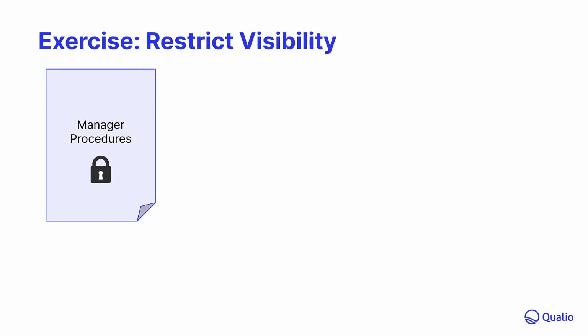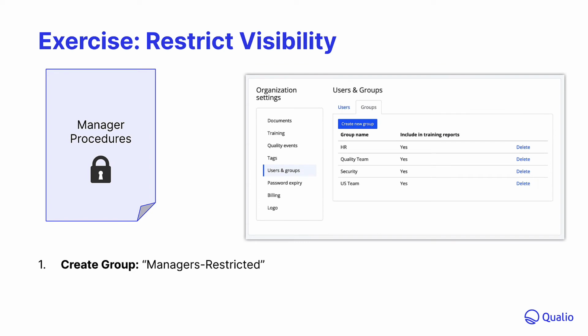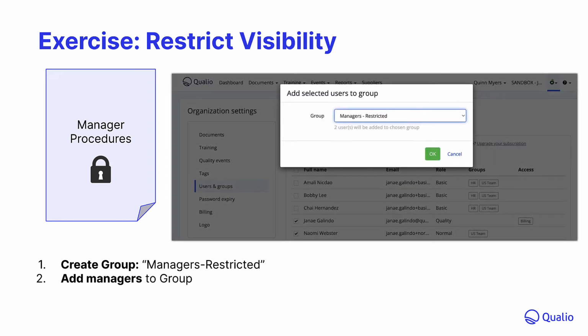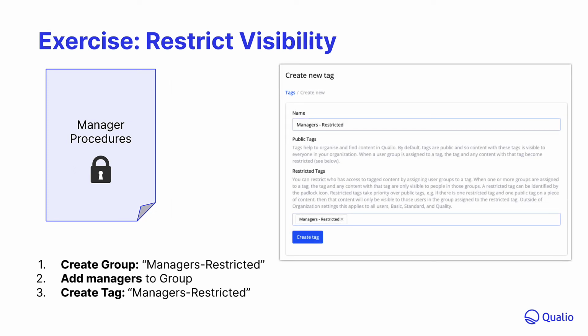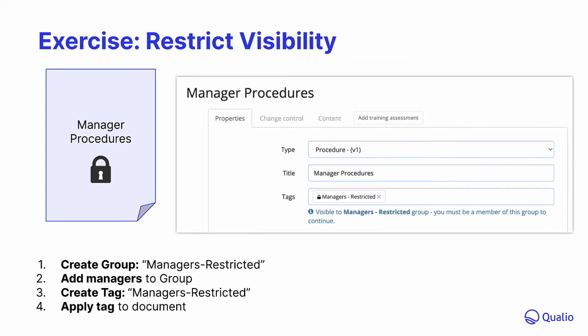So let's pull everything together that we've learned so far about groups and tags and how to restrict visibility to a manager procedures document. Step 1, we're going to create a new group called Managers Restricted. Then step 2, we're going to add managers to that new group. Step 3, we need to create a new tag and link it to the Managers Restricted group. And lastly, step 4, we need to apply the tag to the Manager Procedures document. Now, only managers in the Managers Restricted group will be able to see the Manager's Procedure document.